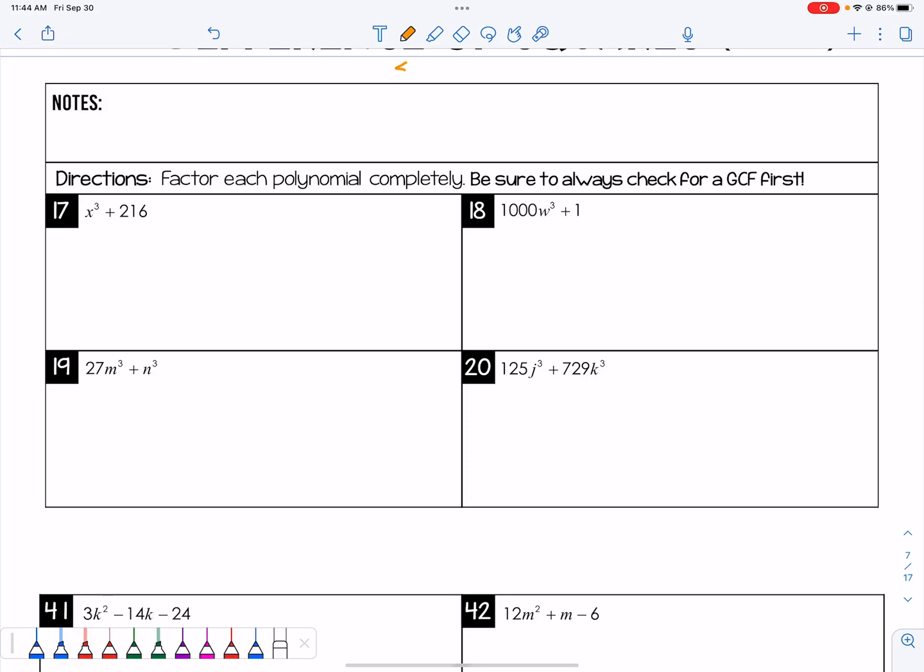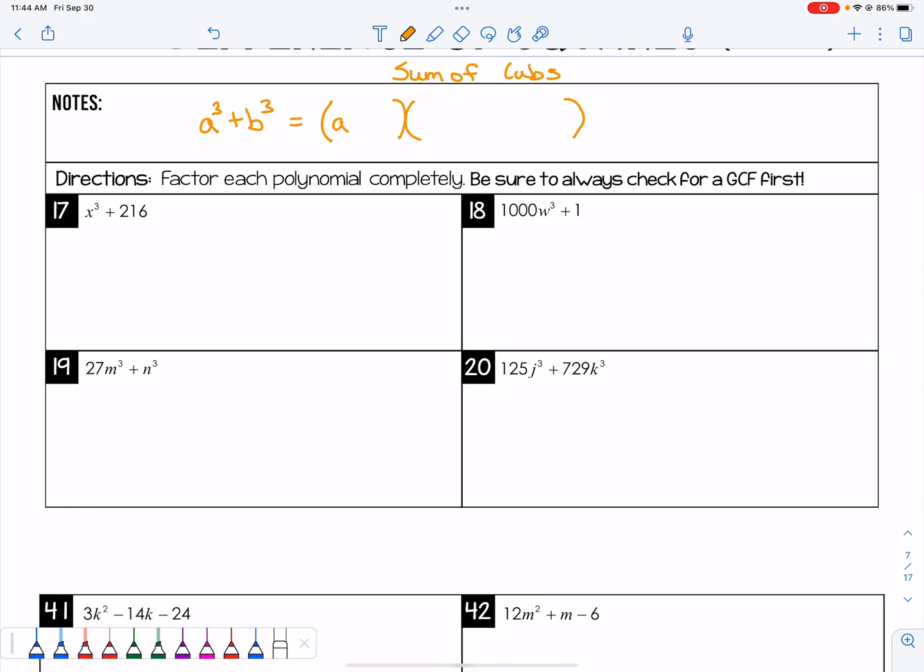For these notes, we're going to take a look at the sum of cubes. So I'm going to write out the pattern. If you have two perfect cubes and they are added together, their factors follow a pattern. You have a binomial and you have a trinomial factor.